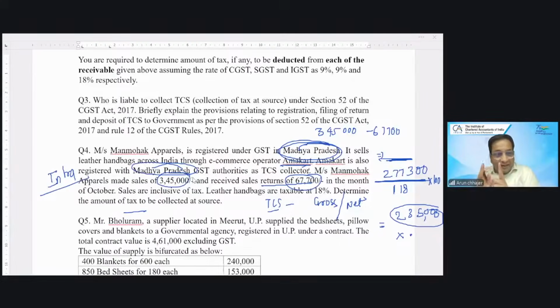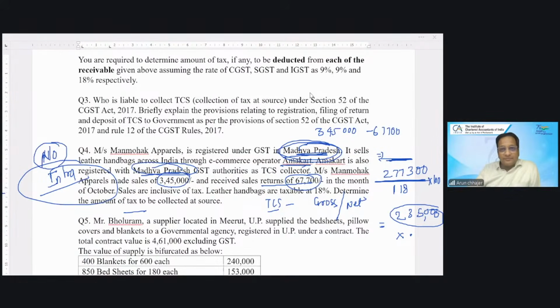Let me ask the question once again. Let me get the clarity from all. Can we say that the supplier is in Madhya Pradesh and the ECO is in Madhya Pradesh, therefore it is intra? Can we say yes or no? Absolutely correct. The answer is no.